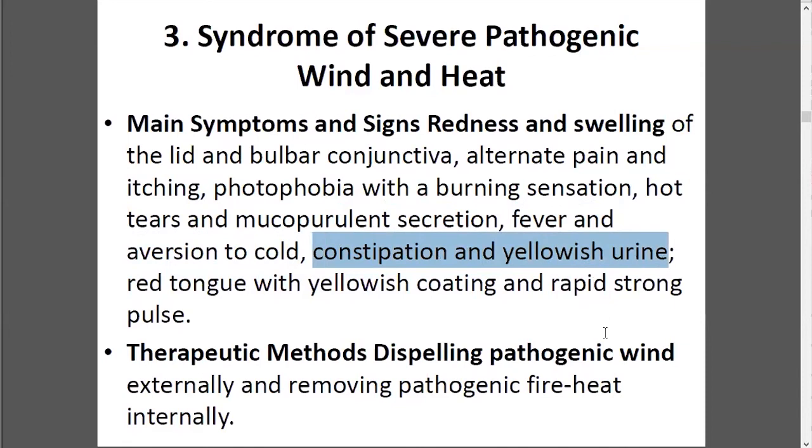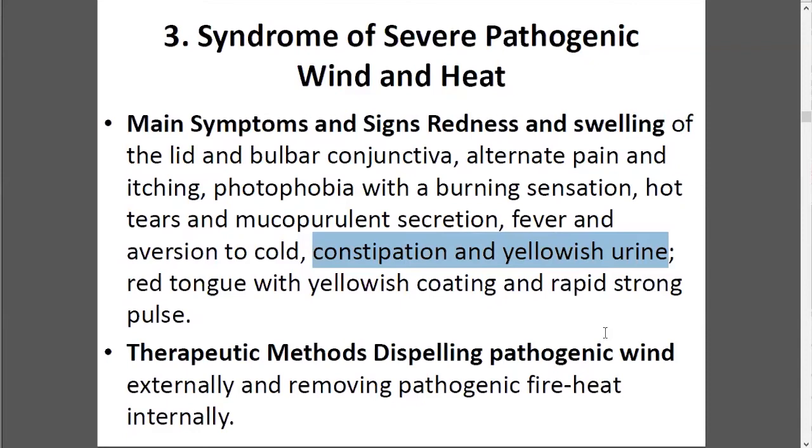So that's what we call the orifice problem. It's always a combination of external reason and internal reason. But sometimes the external symptoms are more severe, or sometimes the internal symptoms are more severe. So that's how we separate the patterns here. But truly, in most cases, it is a combination of external reason and internal reason.